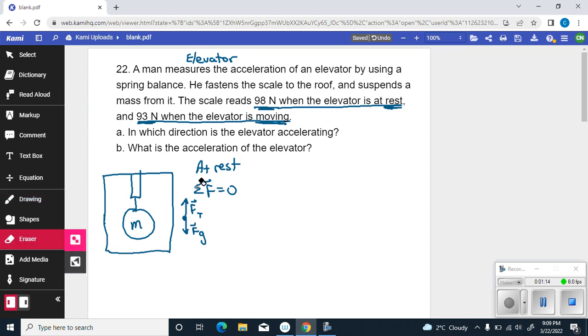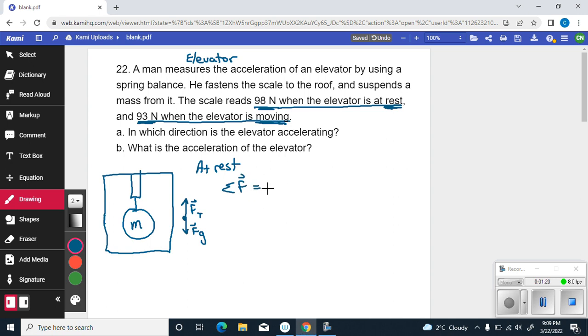That means the sum of my forces in the y direction is going to be equal to 0. So tension and force of gravity, those vectors have to add to 0. I'm going to call up positive and down negative. So my tension is up, it's going to be plus. Force of gravity is down, so it's going to be minus. It all totals to 0. So my tension has to equal my force of gravity.